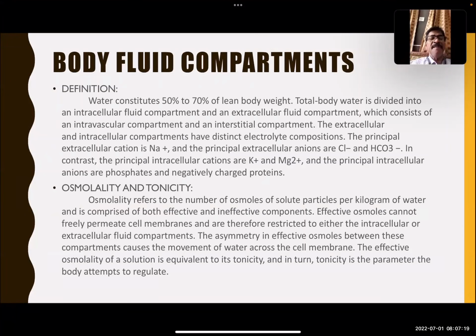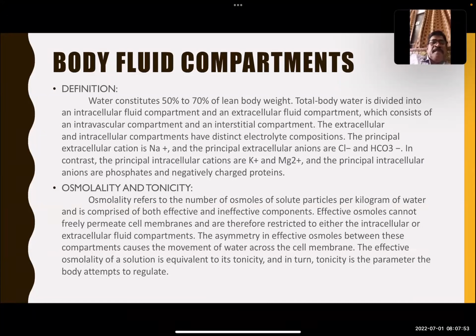Water constitutes 50 to 70% of lean body weight. Total body water is divided into an intracellular fluid compartment and an extracellular fluid compartment, which consists of an intravascular compartment and interstitial compartment. The extracellular and intracellular compartments have distinct electrolyte composition. The principal extracellular cation is sodium, and the principal extracellular anions are chloride and bicarbonate. In contrast, the principal intracellular cations are potassium and magnesium, and the principal intracellular anions are phosphates and negatively charged proteins.